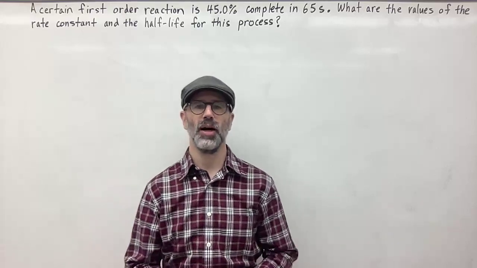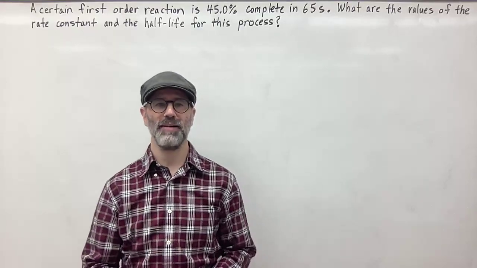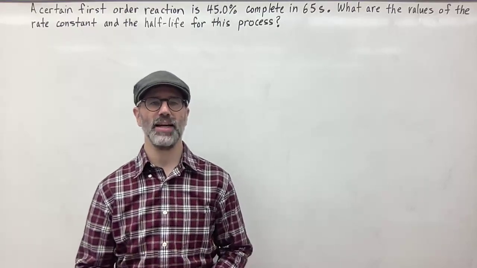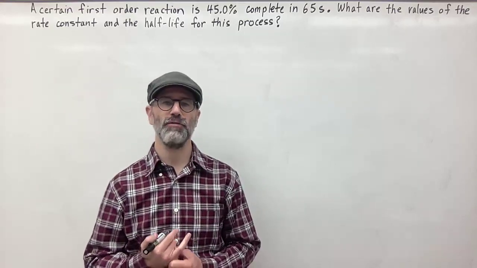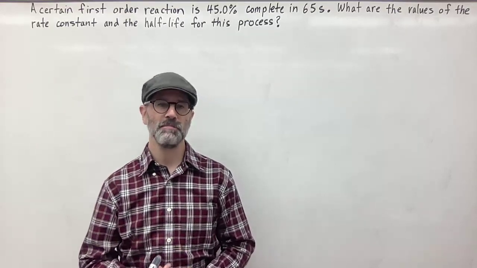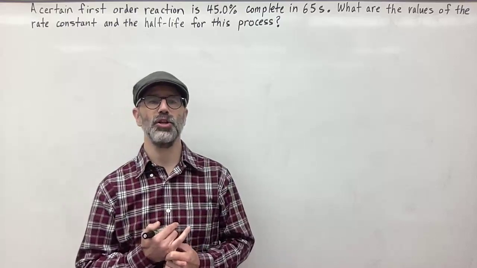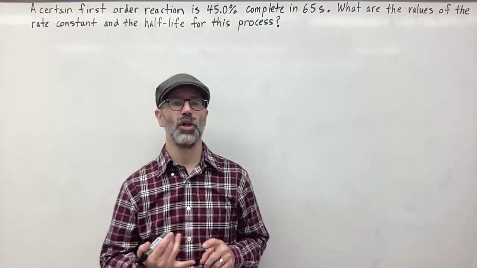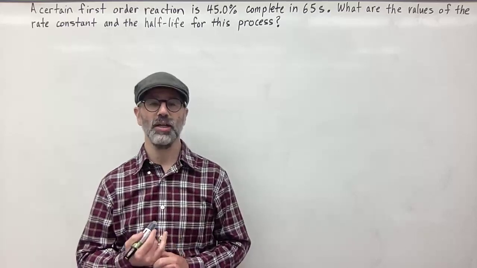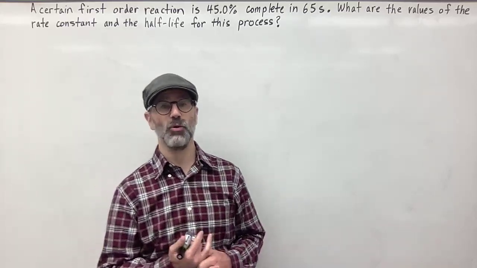So the first thing we want to do is find out what the K value is, what the rate constant is. They gave us that the reaction is 45% complete. First thing we need to do is figure out what integrated rate law we need to use, and that's going to be for the first order reaction. So we need to make sure we're using the right equation.